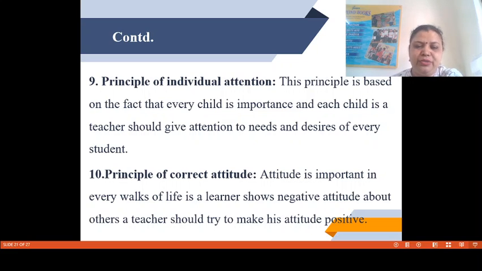Principle of correct attitude. Dear friends, we all know that attitude can be positive and can be negative, but whatever kind of attitude we carry with us during an event or during learning, that definitely affects our learning. If we are having a positive attitude, our learning is fruitful. But if we are having a negative attitude, definitely it hampers our learning. So, attitude is important in every walk of life. When a learner shows a negative attitude about others, a teacher should try to make his attitude positive.